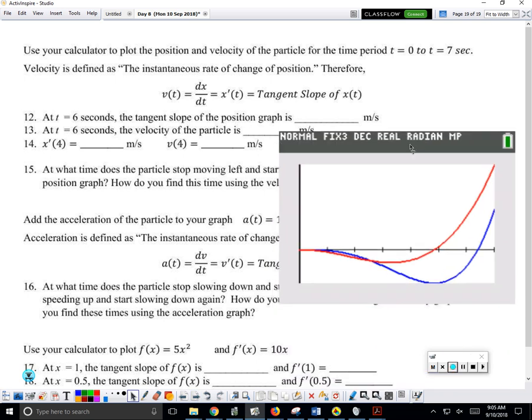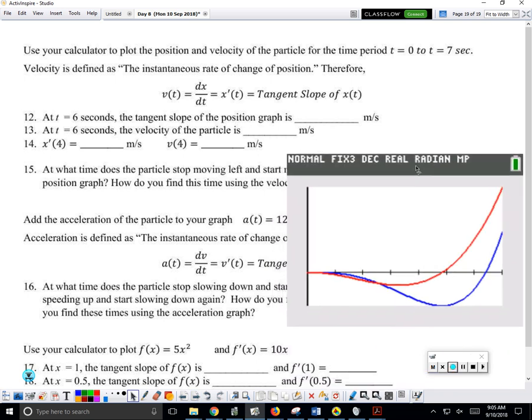One way to find the instantaneous velocity is to look at the position graph. So you've got to make sure you're looking at the right graph. Find the instantaneous slope of the position graph at the time you're interested in. So that's what this symbol means. Velocity is the instantaneous rate of change of position. So notice the difference. This says dx over dt.